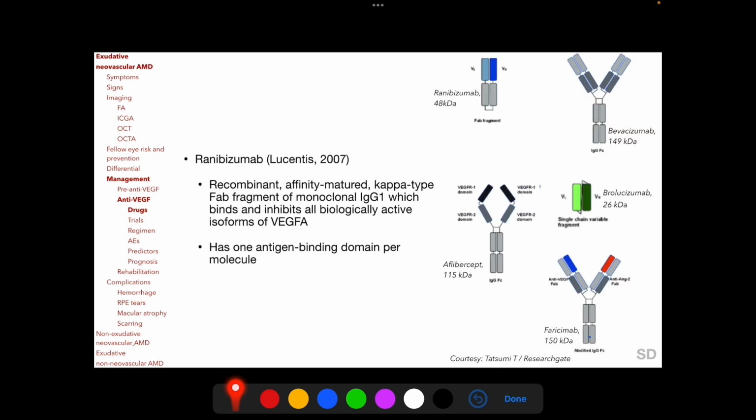These are the diagrammatic representations of the currently available anti-VEGF molecules, with their molecular weights given in the associated label. Ranibizumab is a recombinant Fab fragment of monoclonal IgG1 which binds and inhibits all biologically active isoforms of VEGF-A. So the ranibizumab molecule structurally corresponds to one of the two variable regions of a full immunoglobulin molecule. So ranibizumab has one antigen binding domain per molecule. We may note here that all anti-VEGF molecules bind to VEGF-A molecules and do not act by blocking the VEGF receptor.